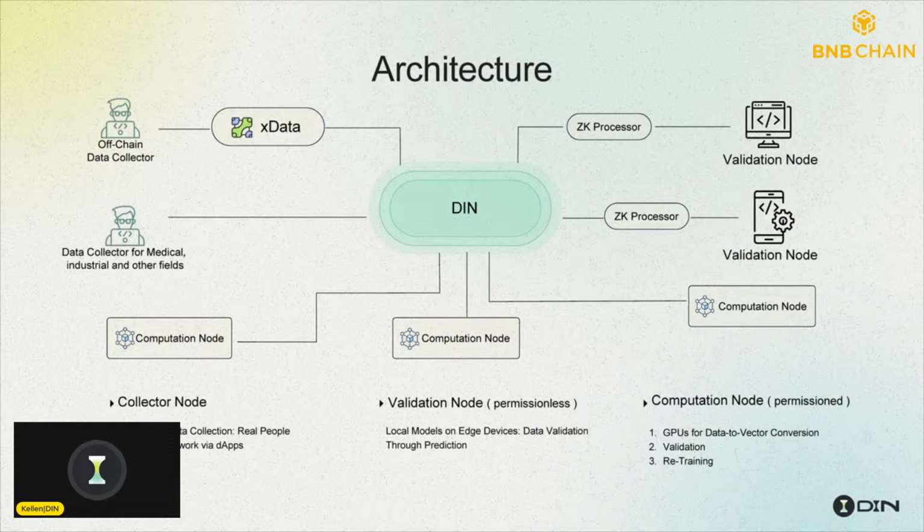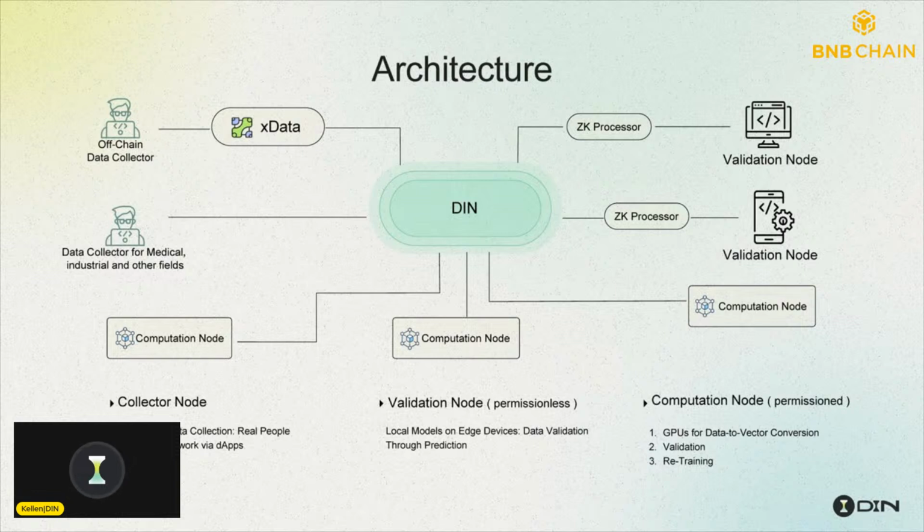At the beginning of the system, we have off-chain data collectors that use Xdata to collect data from platforms like Twitter. These collectors gather valuable real-time Twitter threads that feed into the system. Next, we have the validation nodes. These nodes use local models on edge devices to validate the data being collected. This ensures the data is accurate and trustworthy before it's used for training AI agents.